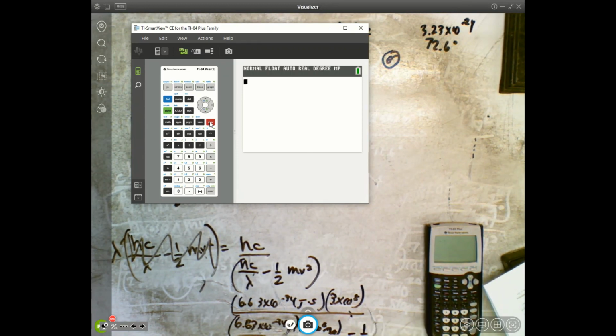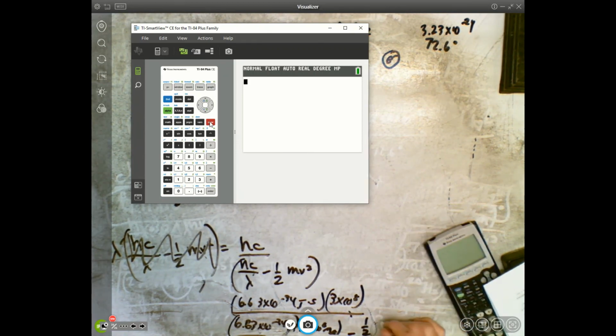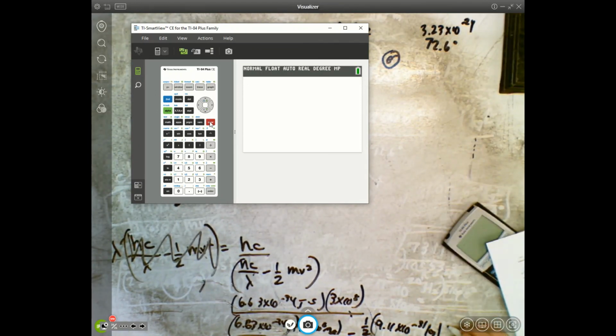Minus 1/2 mass of the electron, and the speed of the electron. Sorry, that was super messy, and you probably can't see any of that, and that was a waste of time.